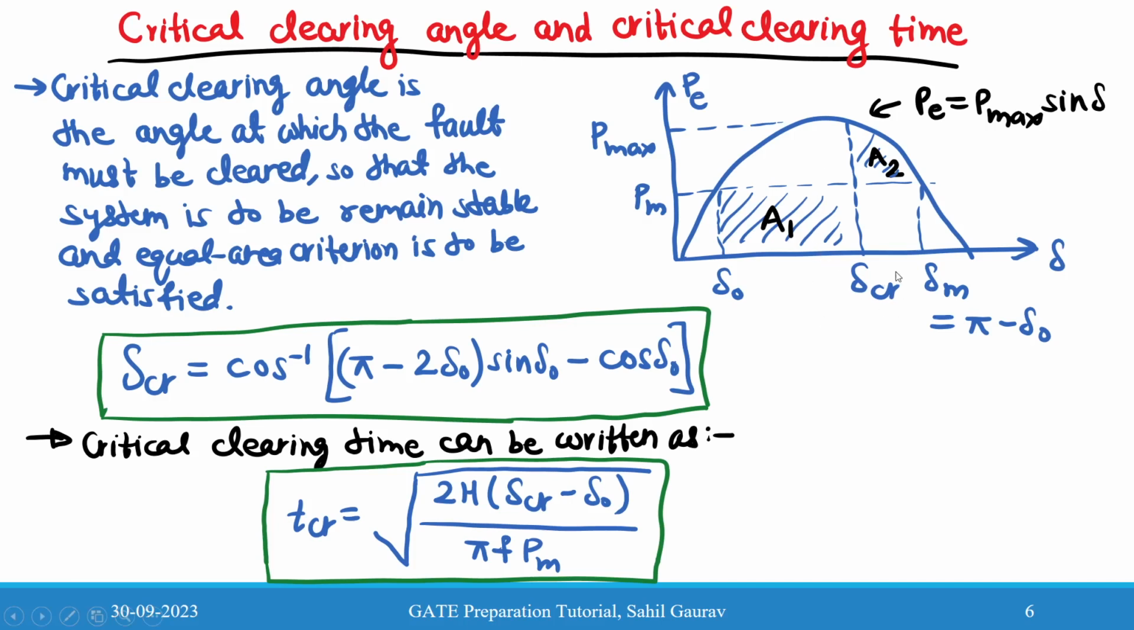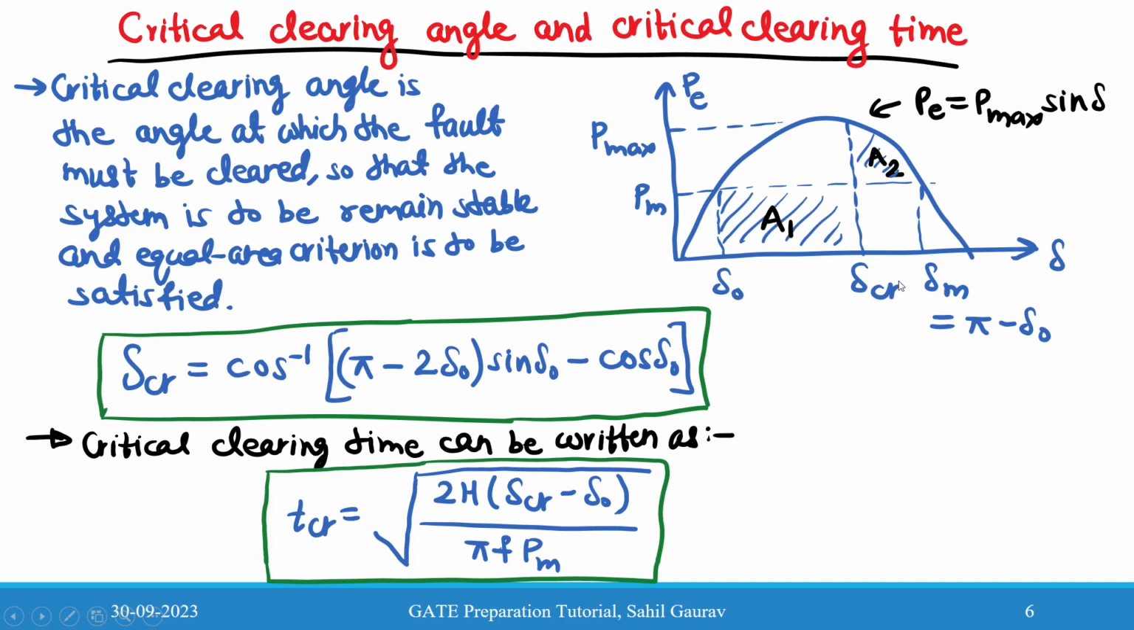No, it means if they remove the fault, then the system will again run at this delta naught. Understood? If you take the example of one system, a single machine system connected to the infinite bus system, then this situation happens.